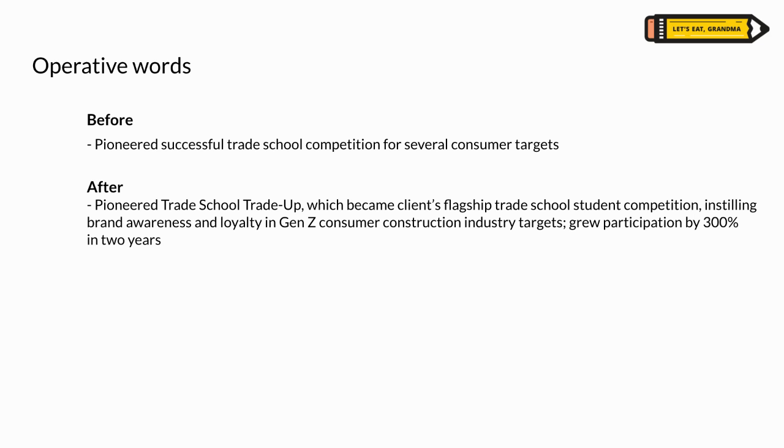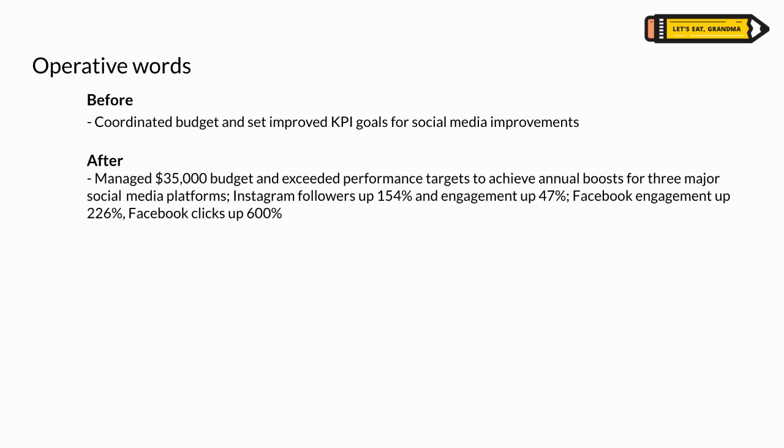What was the competition? Why was it successful? Who were the consumer targets and how many were there? What size was the budget? What were the KPI goals? What kind of improvements in social media? What social media was it? Looking for specifics, using keywords, using operative words. That's what helps you turn general into specifics.